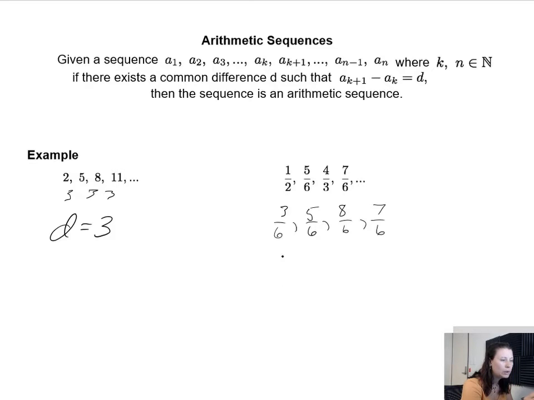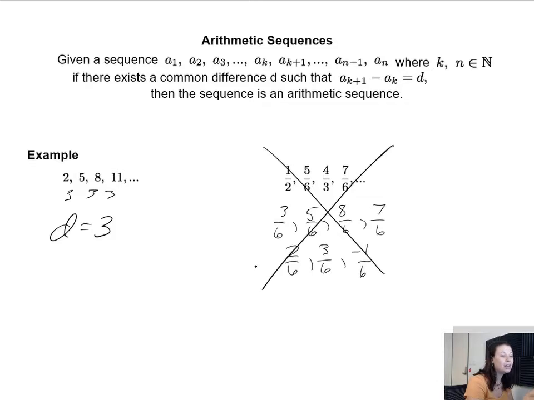Well, here is 2/6, then here is 3/6, then here is -1/6. There's nothing common here. This is not an arithmetic sequence then. It's a sequence, but not an arithmetic sequence, okay?